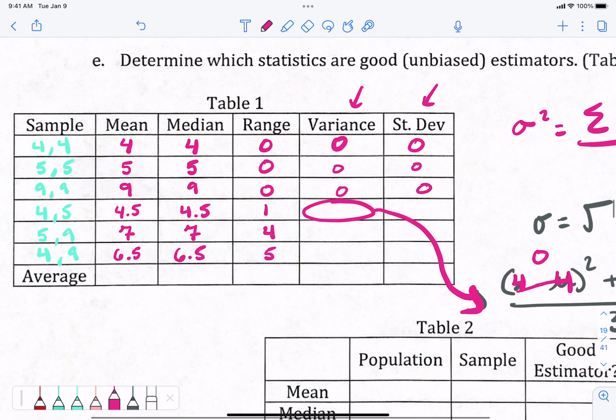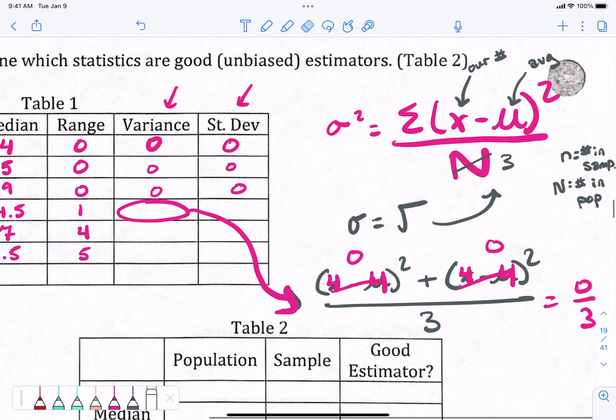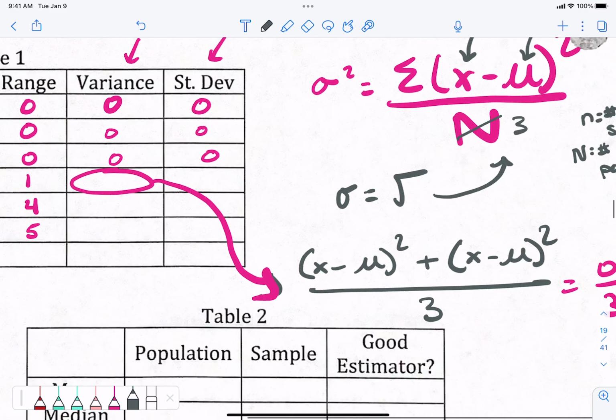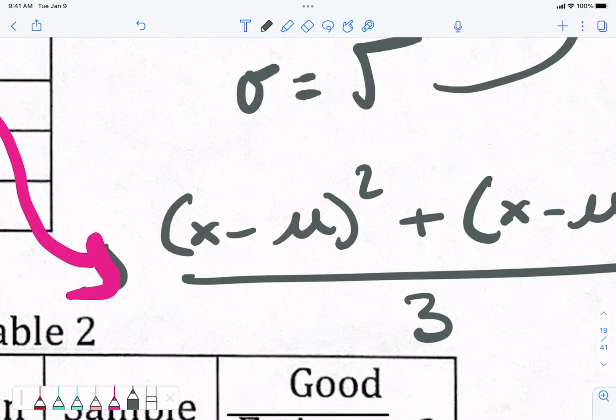Okay, so let's do the harder one. 4 and 5. All right, let me get rid of my stuff here. What is negative 1 squared? Hold up. Okay, 4 and 5. We're doing the 4, 5 line, right?